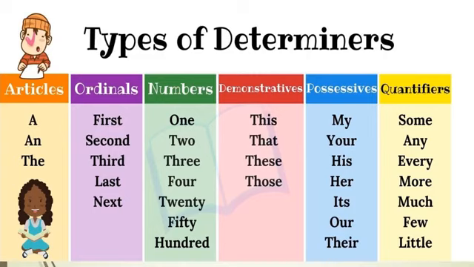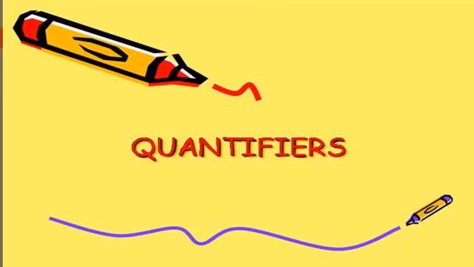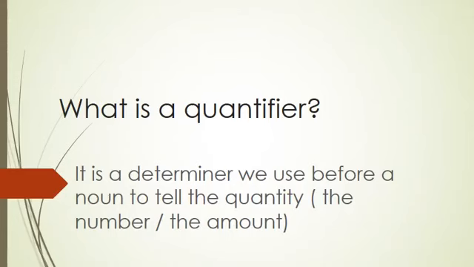And we said that there are different types of determiners, such as articles, and we talked about articles previously, numbers, possessives, quantifiers, and etc. But today we'll talk specifically about quantifiers. Actually, this word is taken from the word quantity. Quantity. So what is quantity? Quantity means the amount. So what is a quantifier? It is a determiner. Yes, it is one of the determiner family. We use it before a noun, and we said determiners come before nouns, to tell the quantity.